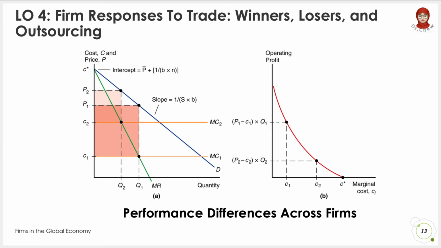The shaded areas represent operating profit for both firms. Firm 1 earns higher operating profit than Firm 2. Figure B shows the operating profit as a function of a firm's marginal cost. Operating profit decreases as the marginal cost increases. Any firm with marginal cost more than C star cannot operate profitably and has to shut down and exit the industry.